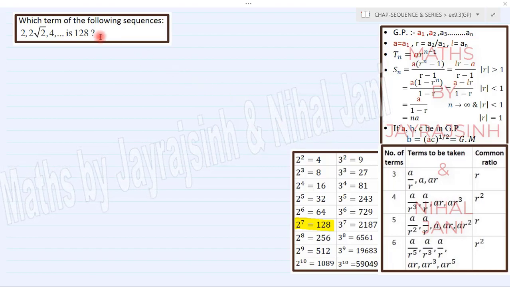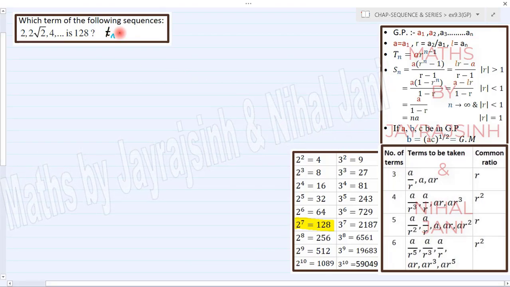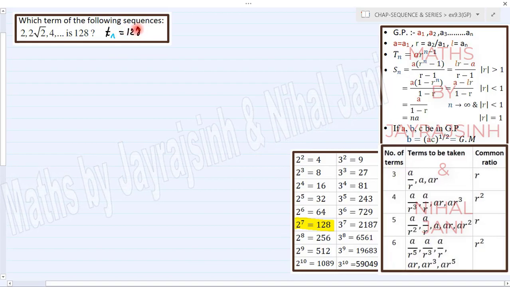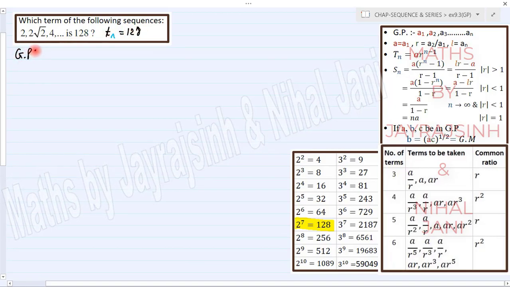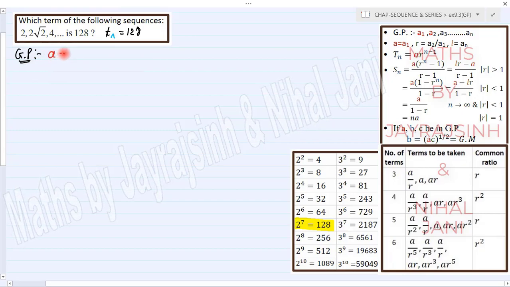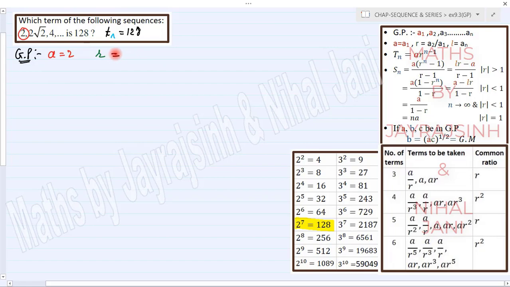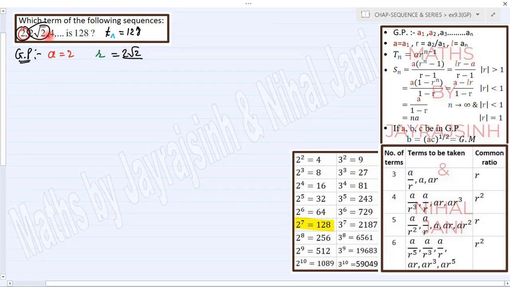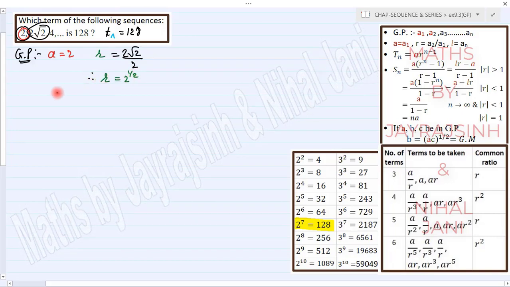In this question, we have to find which term of the following is 128. Now, our sequence is in GP, where its first term is 2 and the common ratio of the second term to the first term is root 2, or we can say 2 raised to 1 by 2.